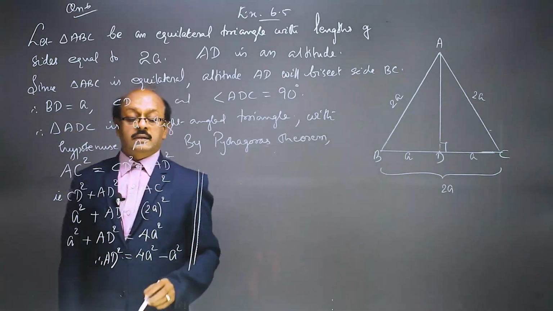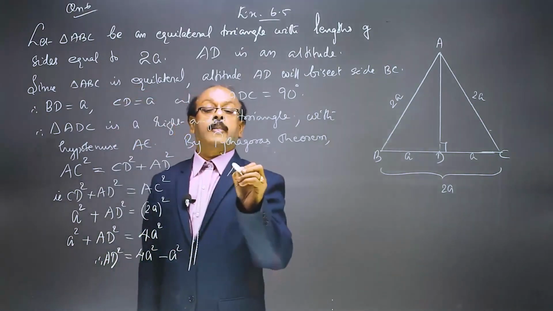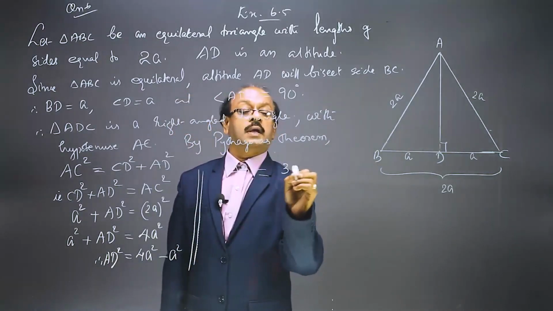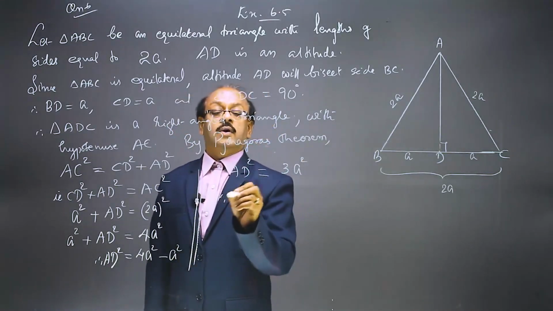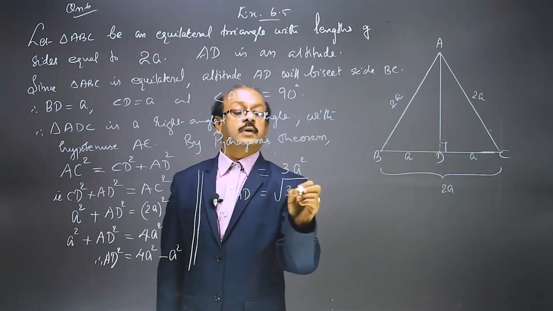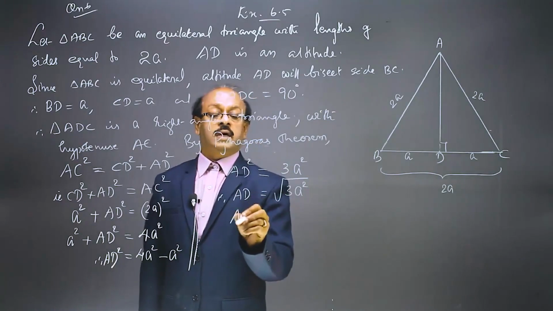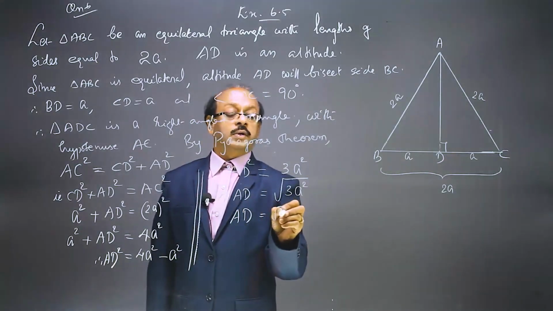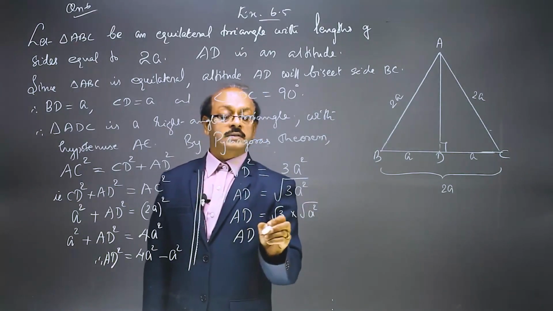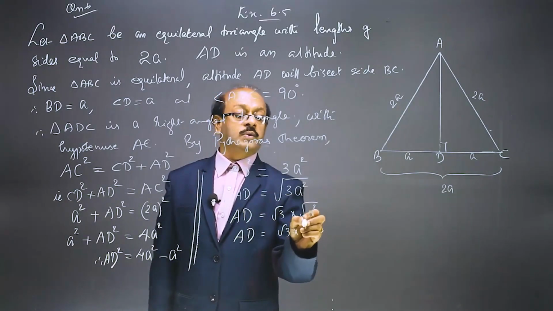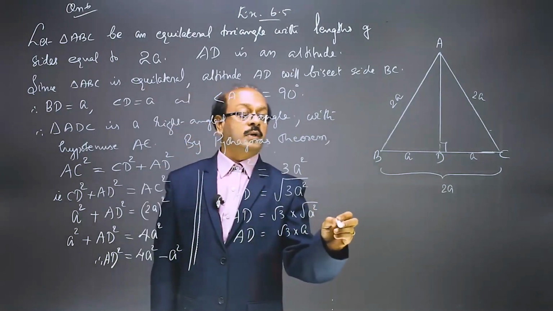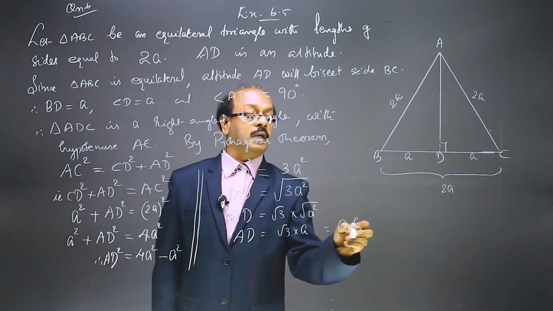That means AD square is equal to 4a square minus a square is equal to 3a square. Therefore, for finding AD, we have to take the square root of 3a square. That is, AD is equal to root 3 into square root of a square, which is a. So AD is equal to a root 3.